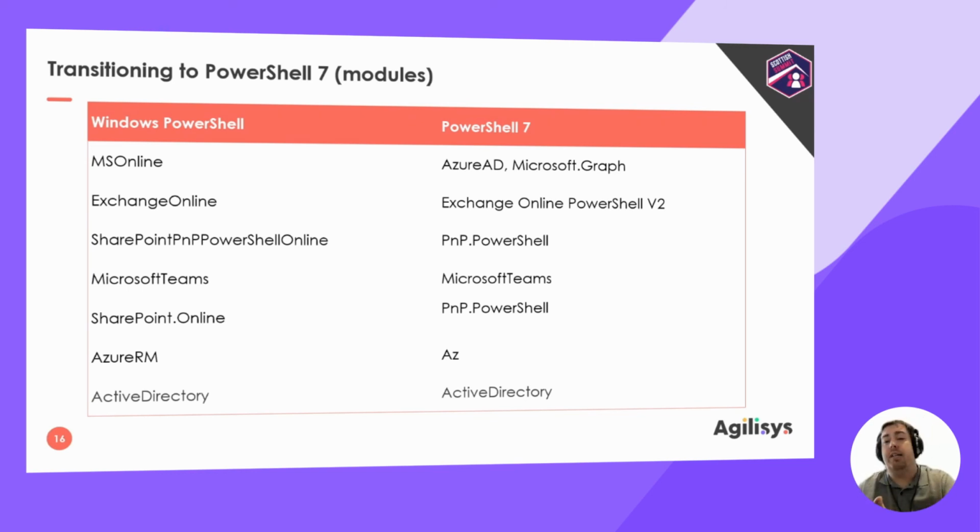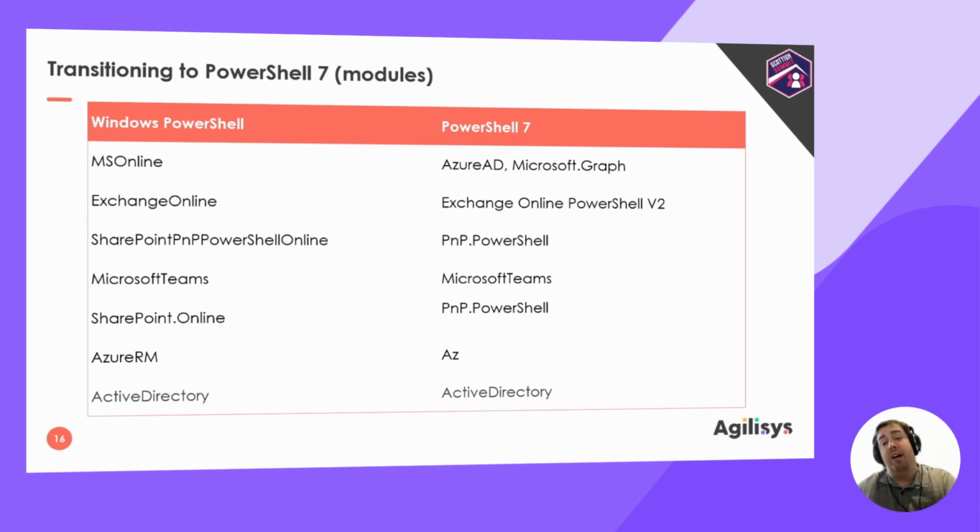Exchange Online was more about working with mailboxes in Exchange Online, and what I would suggest is you can make use of the Exchange Online PowerShell version 2. And again, the ones here all work with PowerShell 7, so you can get cracking with them.